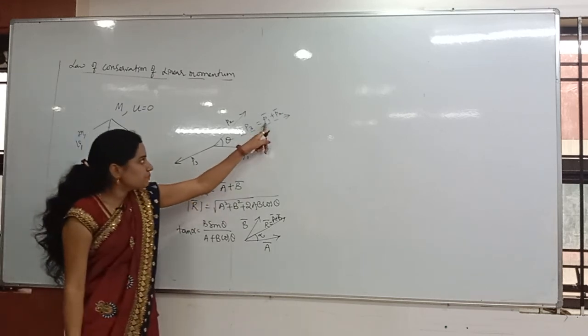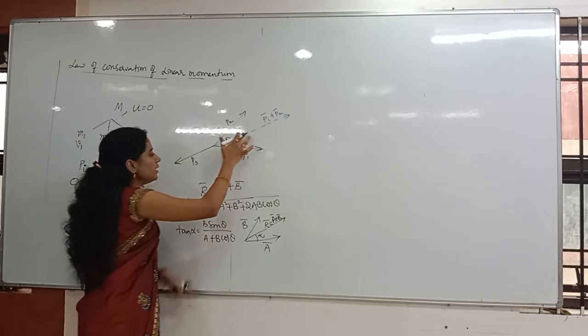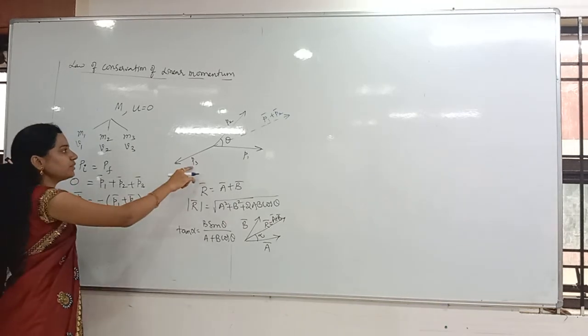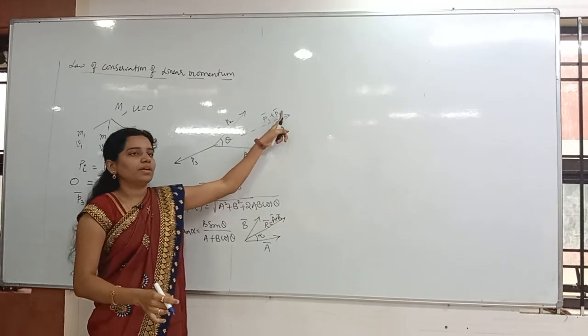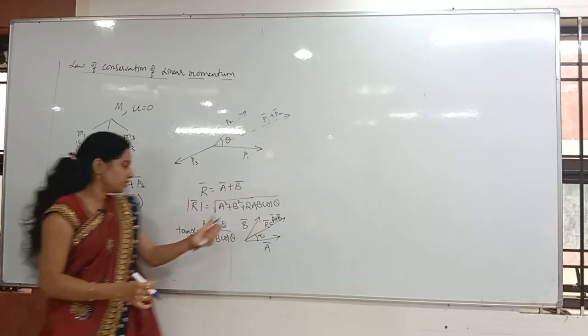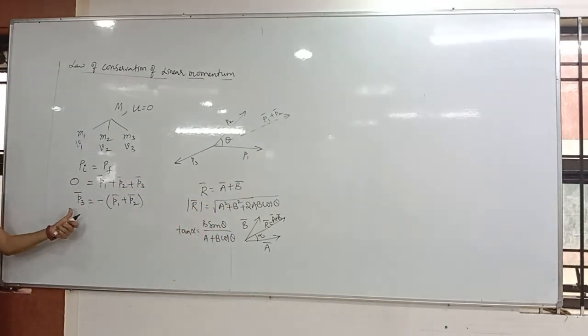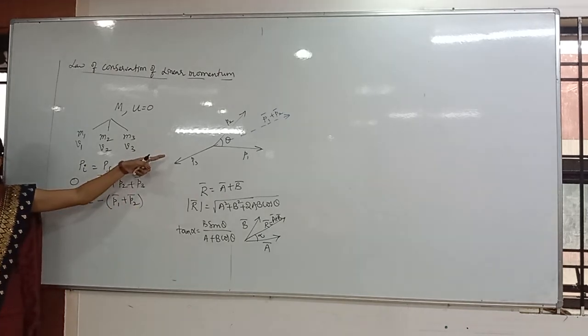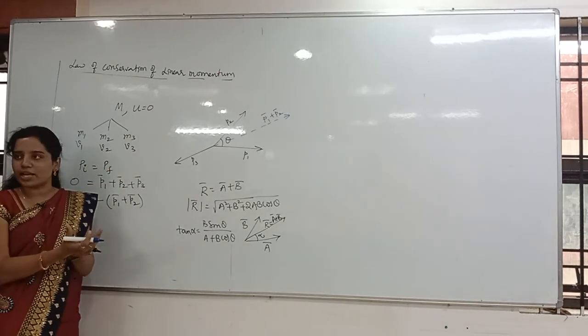Correct? But this P1 bar plus P2 bar is exactly opposite to P3. So what can I write? P3 is equal to minus of P1 plus P2. That is what I got here. P3 is equal to minus of P1 plus P2. Understand this one? Yes. In the vector form also you can get the answer.